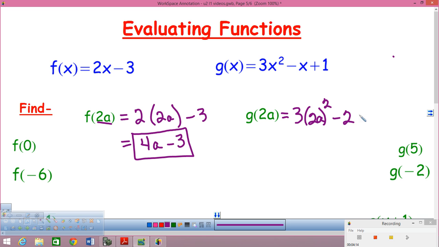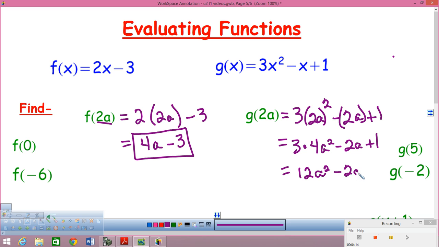Minus 2a plus 1. I'll separate that in parentheses for you. Okay? Well, I have 3 times 2a squared. Both of these things are squared. 2 squared is 4. A squared is a squared. Minus 2a plus 1. Okay? 3 times 4a squared is 12a squared.